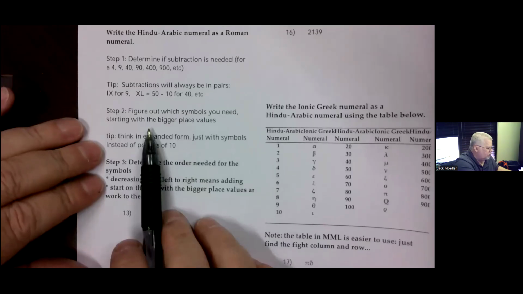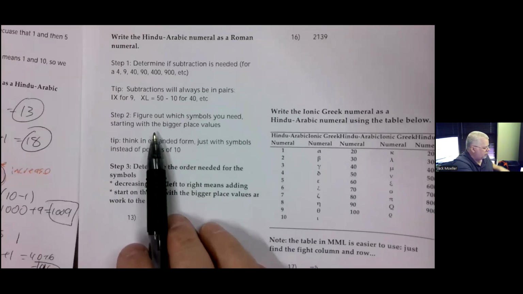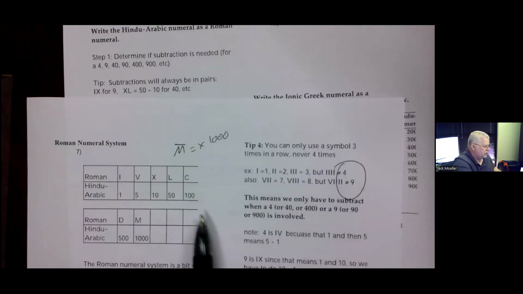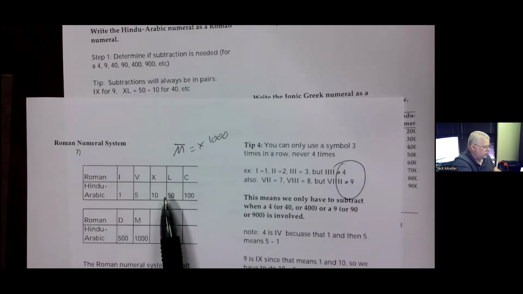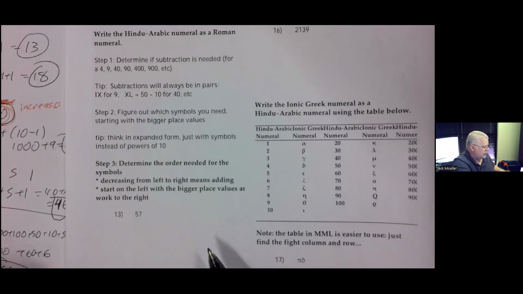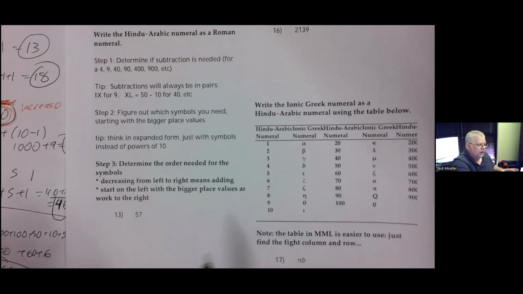Next, I'm going to figure out which symbols we need, kind of by place value. Figure out how many thousands you need, how many hundreds you need. If you need the halfway point, do you need 50s or 500s or 5s? So start working on your symbols to build up those numbers, and think in terms of powers of 10, in terms of place value, as you're figuring out your symbols.